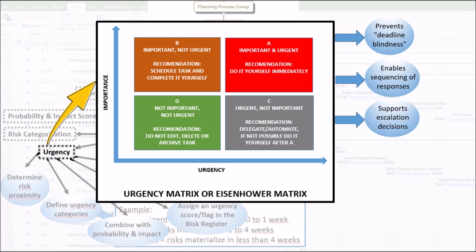Third, supports escalation decisions. An imminent risk with high impact may need sponsor attention today, while a distant high-impact risk only needs a monitoring plan. Fourth, reduces firefighting. By highlighting what must be done now, the matrix helps teams avoid last-minute surprises.